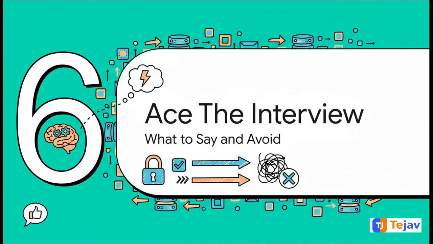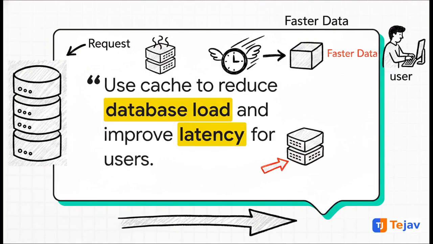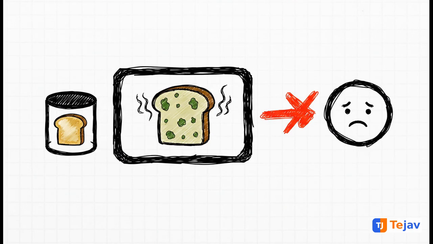Okay, let's bring this all home. This is the part that will help you ace that interview. We're going to translate everything we've just learned into exactly what you should say and what you should definitely avoid saying. I'm not kidding, just burn this sentence into your brain. It is the perfect, clear one-liner that shows you immediately understand the why. You're not just throwing out a buzzword, you're explaining the business value, a faster experience for the user, and a healthier system overall.